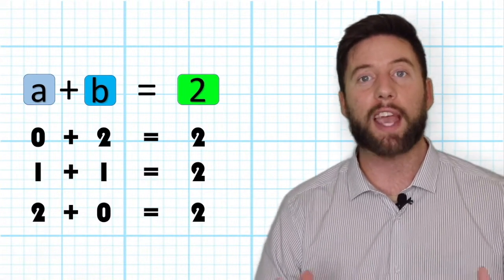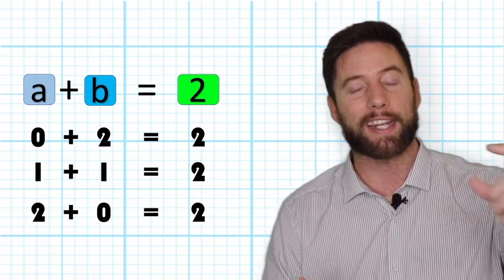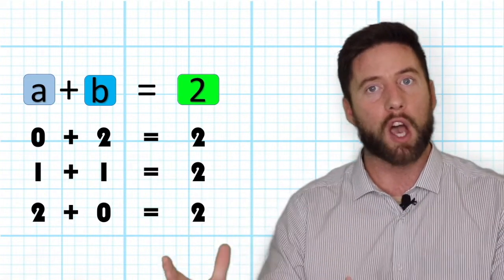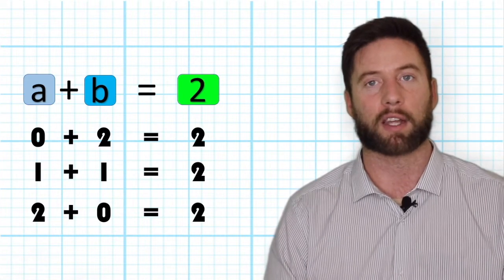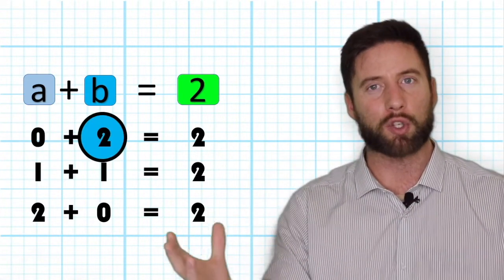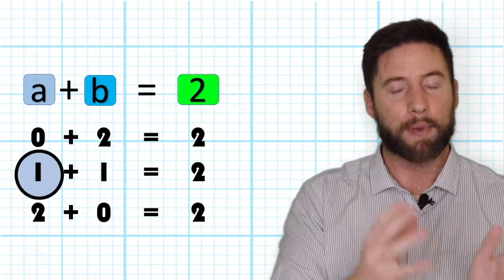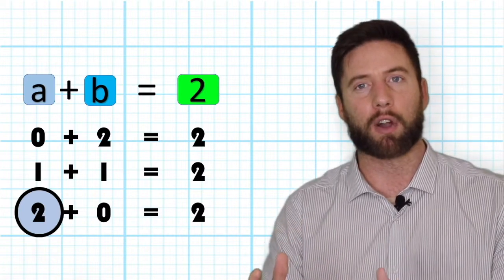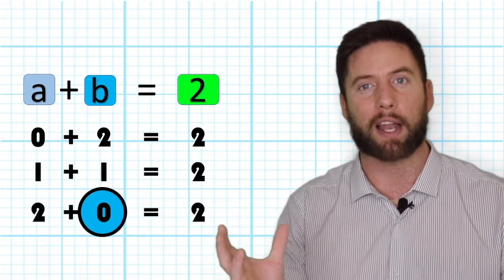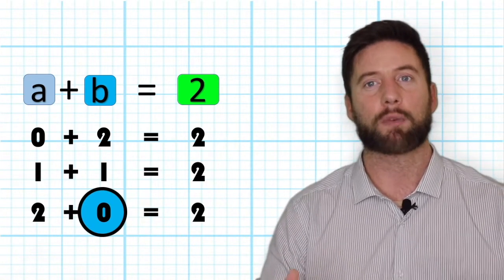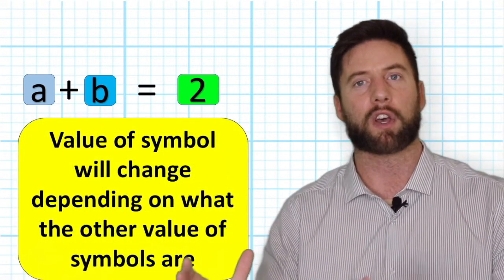And that brings us on to something else that's really important. Did you notice that each symbol could be represented with a different value, depending on what the other symbol was representing? For example, if A is 0, then B has to be 2. If A is 1, then B has to be 1. And if A is 2, then B has to be 0 in order for the equation to be balanced and to be equal. So a symbol's value can change depending on what the other symbol's values are doing.